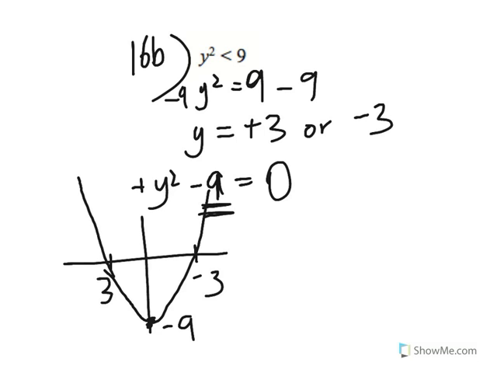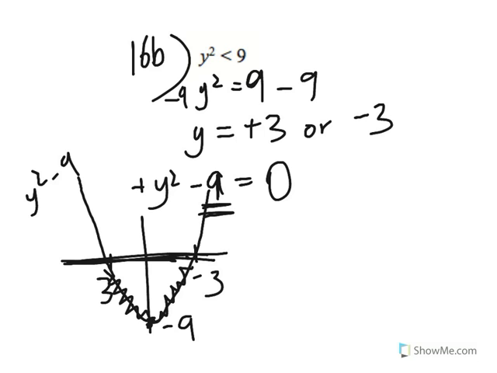So now your question is, when is y squared minus 9, so this is y squared minus 9, when is it less than 0? And that's what you have to look at the graph for. When is this whole curve below 0? Basically, when is it below the x-axis? And if you look at it, it should be for this section of the graph, right?